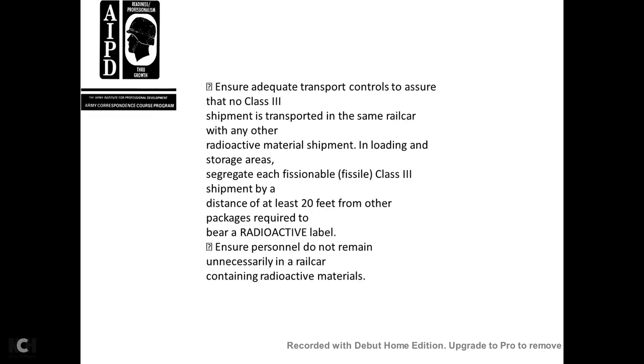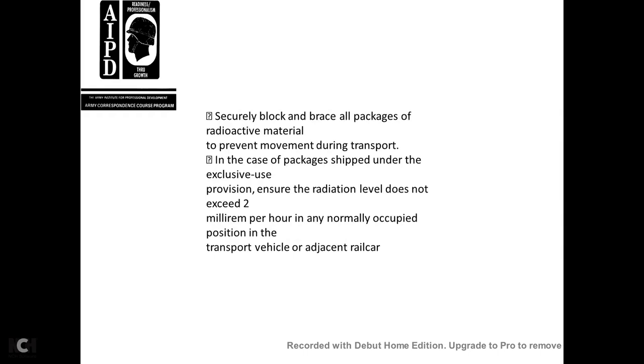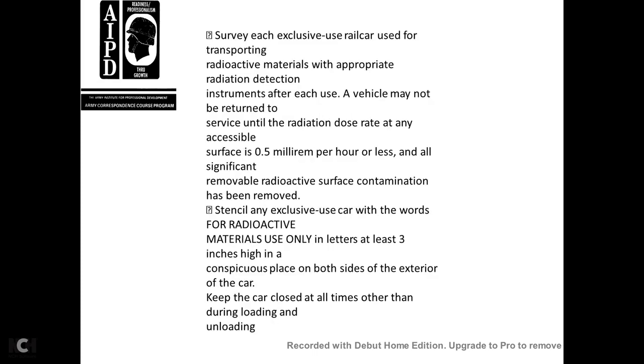Ensure adequate transport control that you ship with the number to class 3 shipment the transport of the same rail car with any of the radioactive material shipment the loading in the storage area with the segregated with each physical class 3 shipment the distance for the 20 feet from the other package of the required with the bearer with the radioactive label. Ensure the personnel do not remain unnecessarily with the rail car with the contained radioactive material. Securely block and brace all packages with the radioactive material to prevent movement during the transportation. Keep the package shipped with explosive use of the provision to ensure the radiation level does not exceed 2 millirem per hour than normally occupied with the position of the transportation vehicle adjacent rail car.